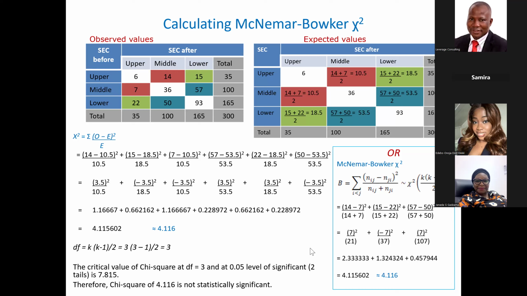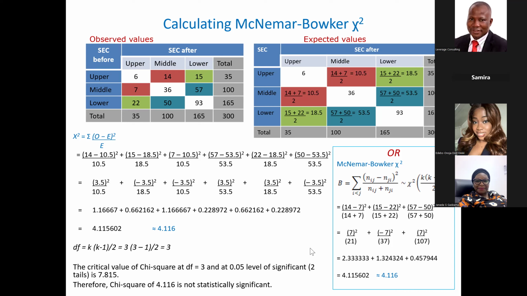The same thing is applicable to the green, the change between upper and lower. So you see, 15 plus 22 divided by 2 gives you 18.5, 18.5. The same thing between middle and lower. So 50, 57. When you add them together and divide by 2, it gives you 53.5.